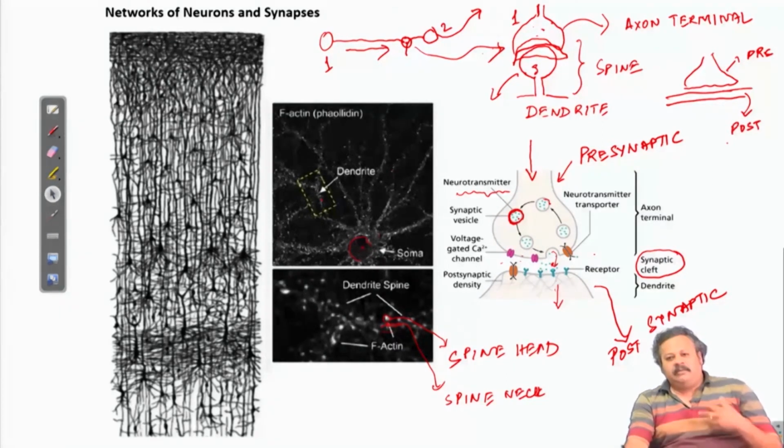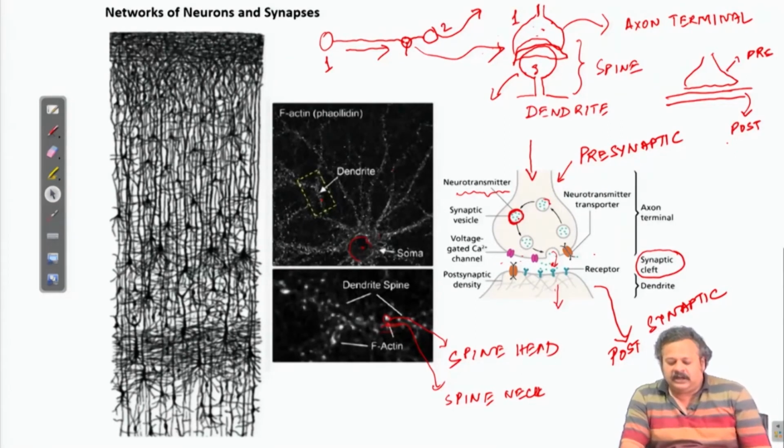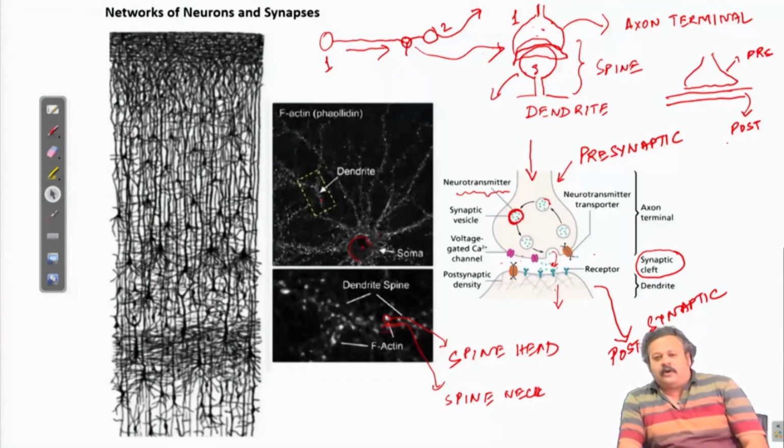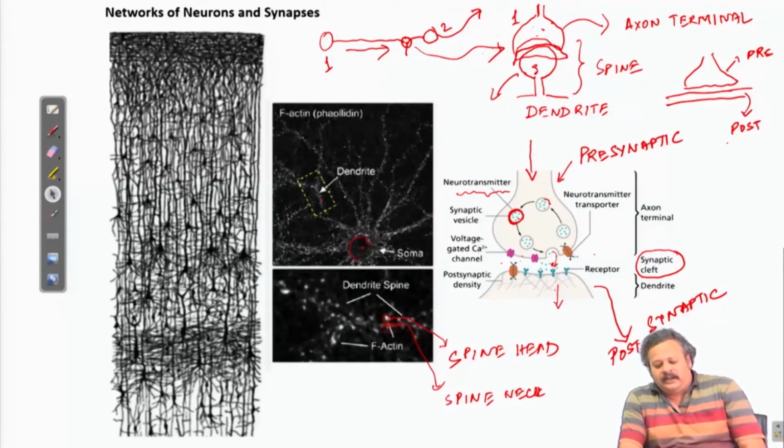Even the spines can be of different forms. They can be a narrow neck and mushroom-like structure, they can be thin filopodia-like structures, and so on. Similarly, the synapses can also form directly onto the soma, as we saw in the previous slide, where there are a number of synaptic contacts made by the same neuron on the soma of another neuron.